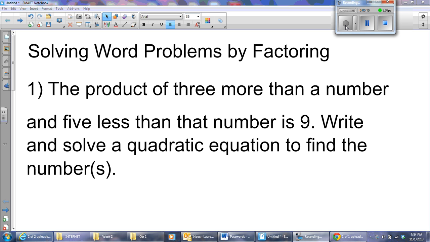We are going to be solving word problems using factoring. It's pretty easy stuff. You gotta know how to read, and I know you do.